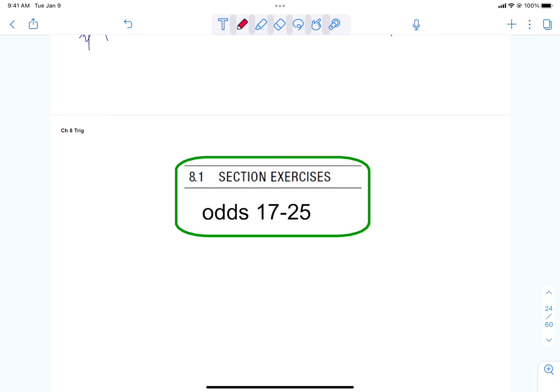And this is not due till Saturday. Get started on it. I might change the numbers a little bit, and I'll let you know about that. But for now, problems are 17 to 25 odd. Okay, there you go. Thanks.